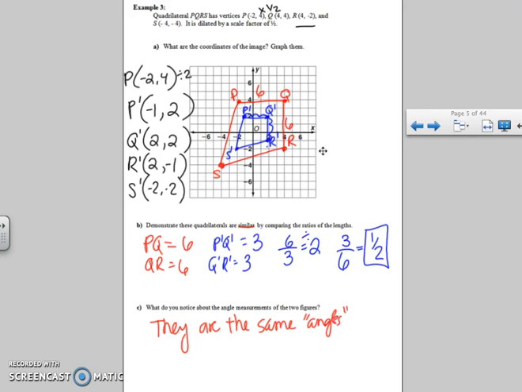However, are their side lengths going to be the same? No. So just because you are making a shape larger or smaller, their angles are not going to change, okay? So dilations change the size, but not the angle.